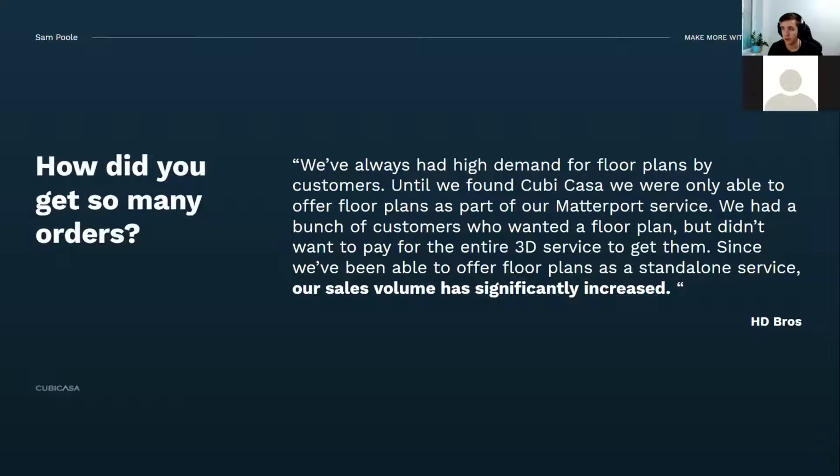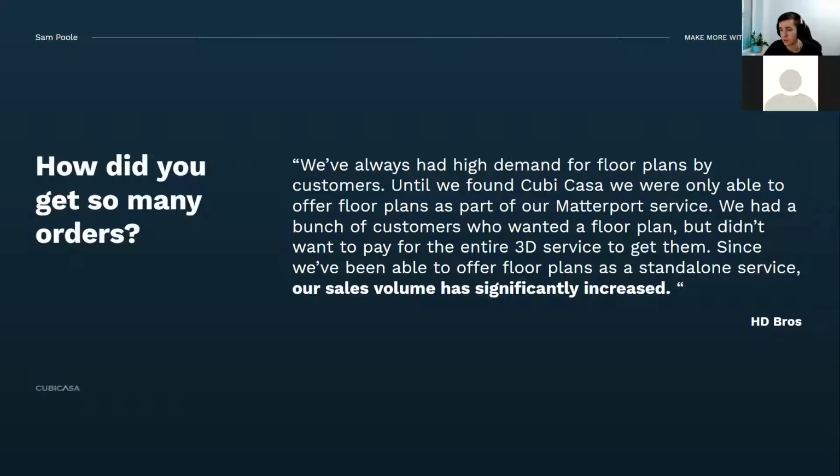Now, I'm sure many of you know our relationship with Matterport, and I'm sure that many of you are Matterport users. Some of your customers may have wanted a 2D floor plan beforehand, but you would have had to provide the full 3D scan, which once again is time consuming and still very expensive. So we are able to fill that void where people want floor plans for their properties, and you're now able to offer a similar looking floor plan for a fraction of the price with a fraction of the time taken.